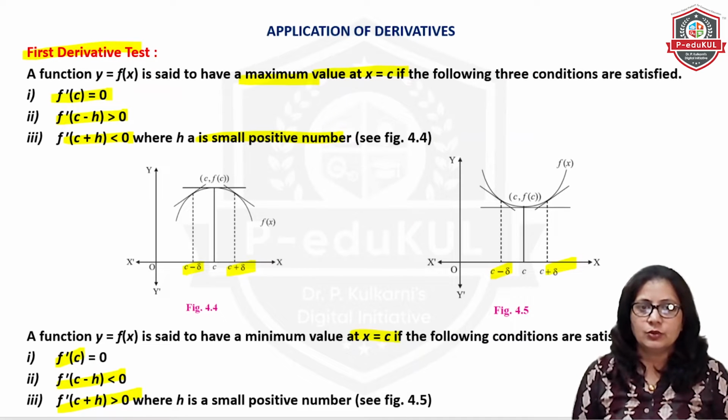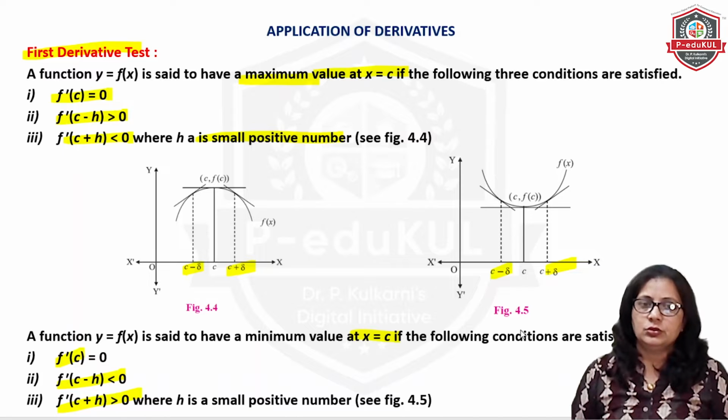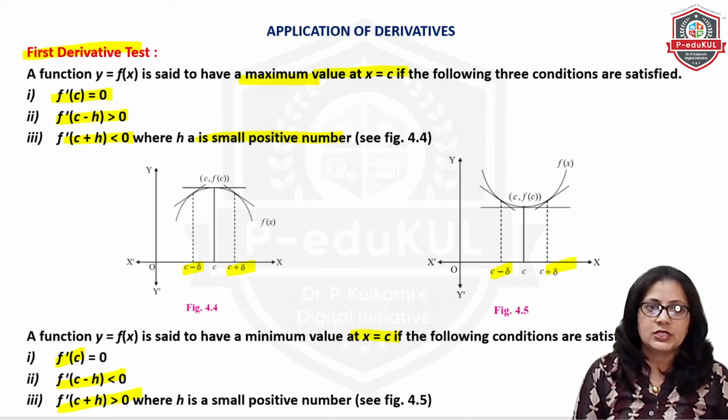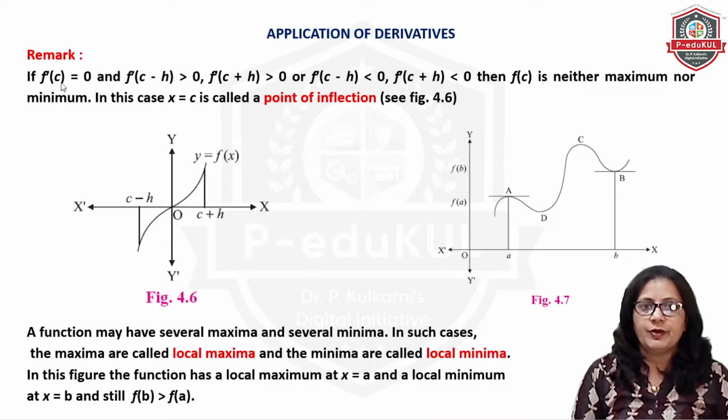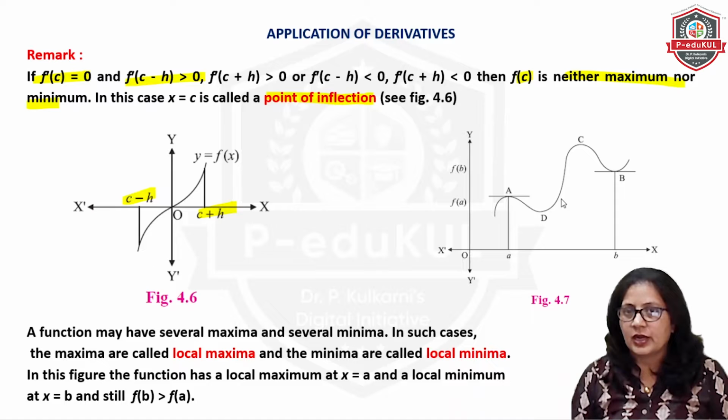As and when we come to the examples, all these things will be more clear to you. You only need to remember the test. So if f dash c is equal to 0 and f dash (c minus h) is greater than 0, then f(c) is neither maximum nor minimum, and in this case it is called a point of inflection. Here you can see c minus h and c plus h. And this is another point, this is the graph. Here it is f(a), f(b).